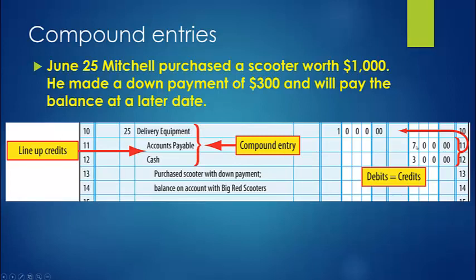And so before you leave a compound entry, you want to make sure that the two credits equal the debit to make sure that your accounting equation stays in balance.